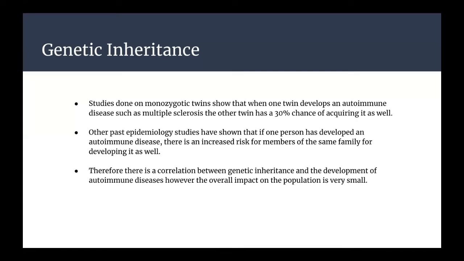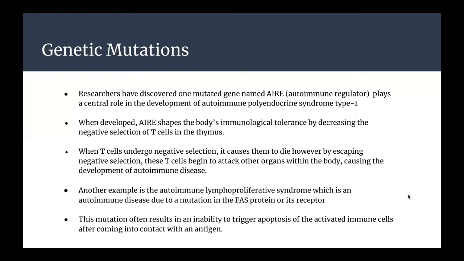Genetic mutations. Over the years, researchers have discovered one mutated gene named AIRE, which plays a central role in the development of autoimmune polyendocrine syndrome type 1. Autoimmune polyendocrine syndrome is an organ-specific autoimmune disorder that causes the immune system to attack the skin and other tissues.